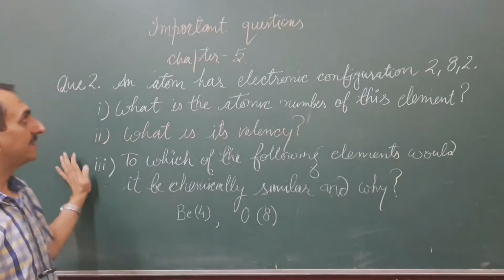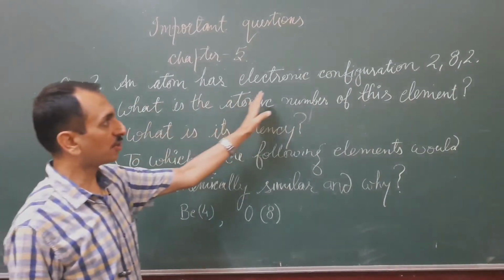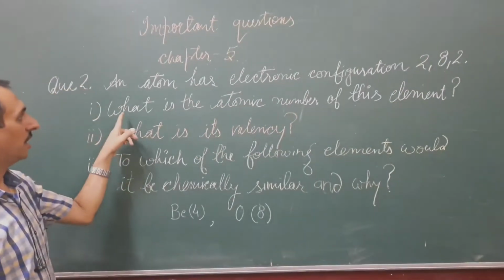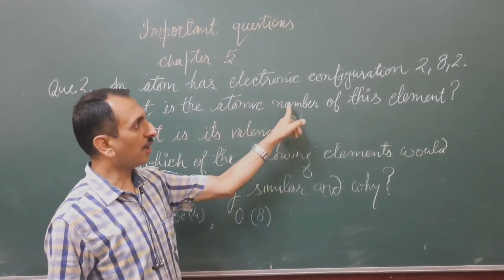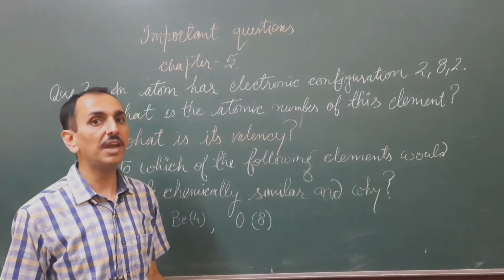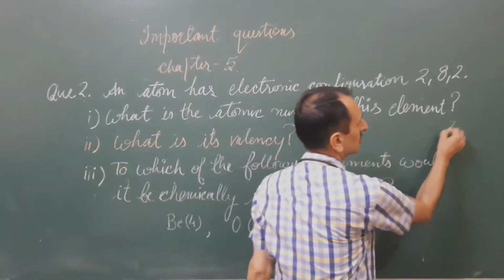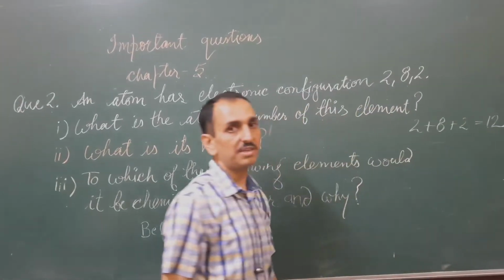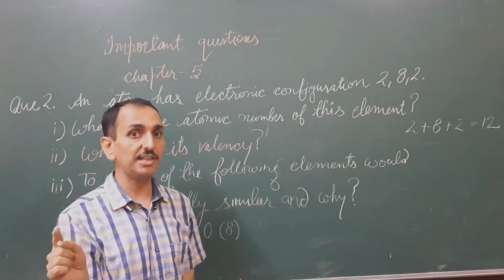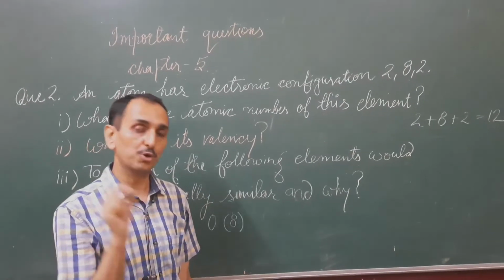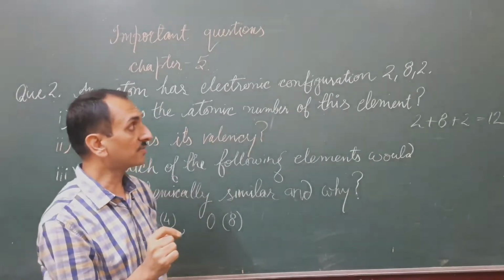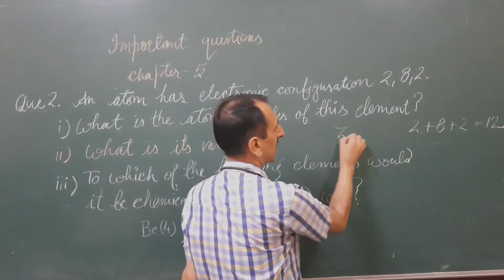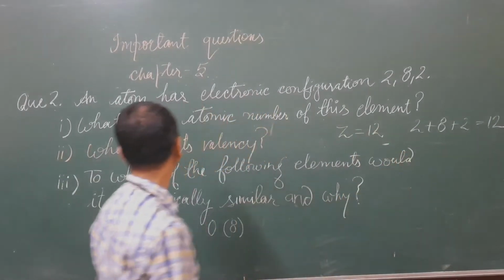Second question. An atom has electronic configuration 2,8,2. First question. What is the atomic number of this element? How can we calculate? We have to add them. 2 plus 8 plus 2, which is 12. Means there are 12 electrons in this element and 12 protons in the respective nucleus. That's why it is equal to the atomic number, that is Z. So its atomic number is 12.